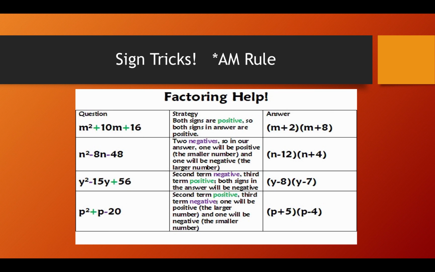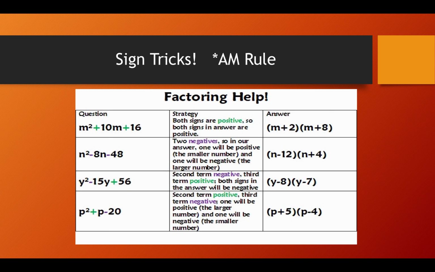You start at the end, which is a minus sign, which tells you that the signs are different. Then you look at the first sign, which is also a negative, and it tells you that yes, the signs are different, but the larger of the two numbers will be negative. If you look at the answer, notice the 12 is negative and the 4 is positive. The next one has a plus sign at the end, which means the signs are the same. What signs are they? They're both negative, as we see in y minus 8 and y minus 7. The last example has a plus sign and then a minus sign.